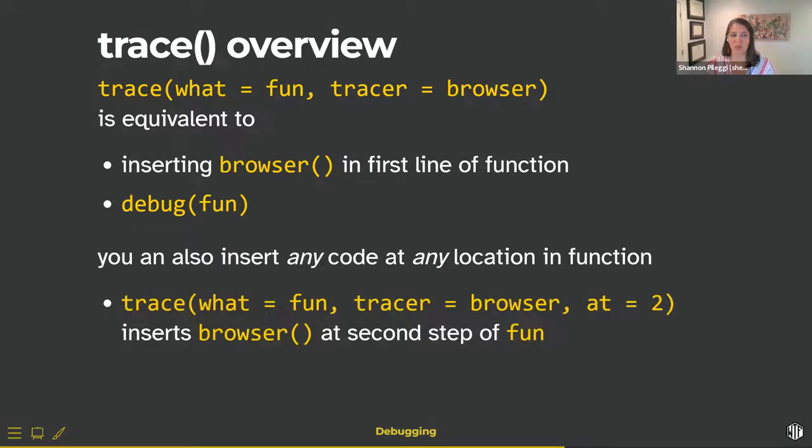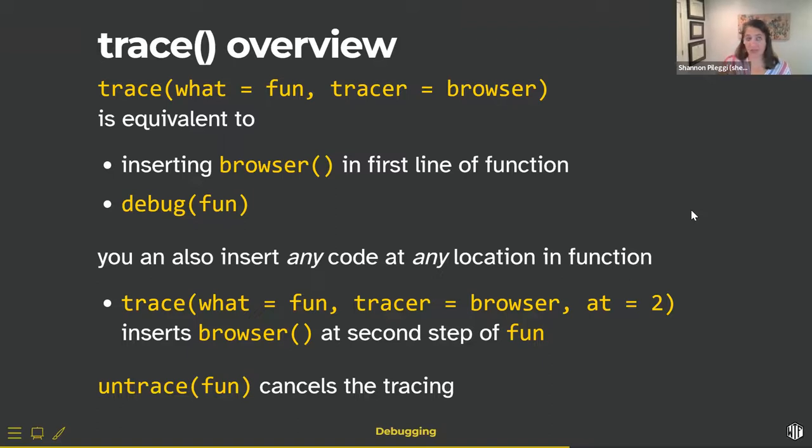But like what we were saying before with debug and debugonce, it only opens up that browser at the first line of your function. You can also use trace if you really want to jump into a specific location in the function and the code is not yours. That's where trace really shines, because you can tell trace where to insert that browser statement for functions that are not yours. So you can specify the at equals argument to insert the browser at the second step of the function. And like debug, it's going to stay on until you turn it off. So untrace of that function is going to cancel the tracing.